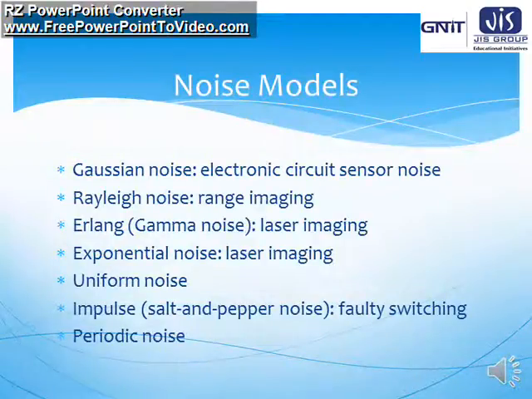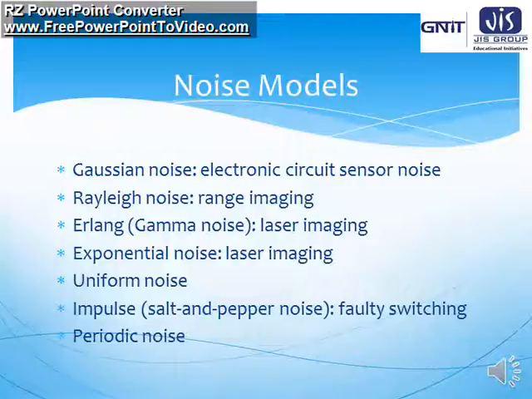Now we will discuss in this class some of the noise models. Here 7 noise models are there, 7 types of noise we will discuss, different types of noise and their probable sources. The source of the noise is also very important, as the type of the noise totally depends on the source of the noise. So the first one is Gaussian noise, which can be generated by electronic circuit sensor noise.